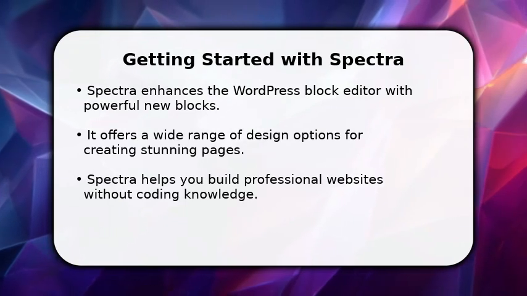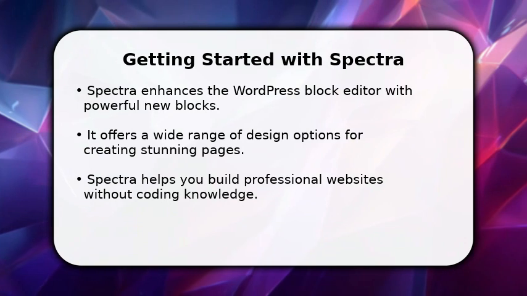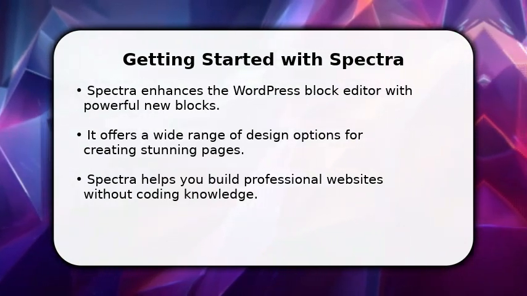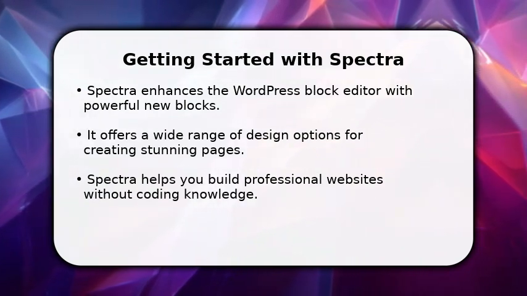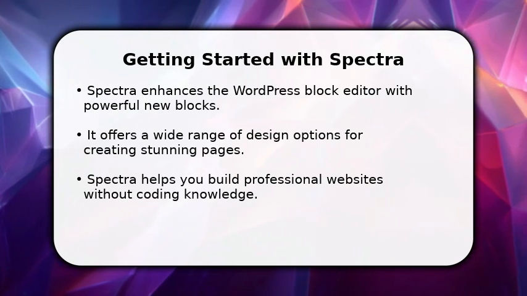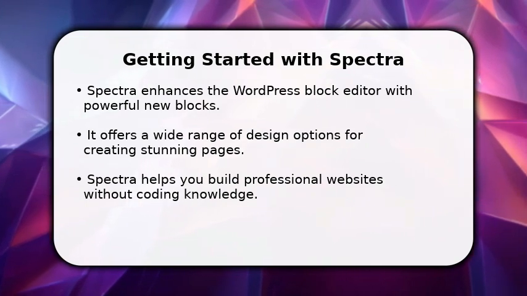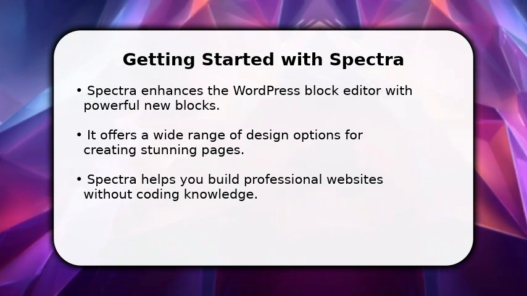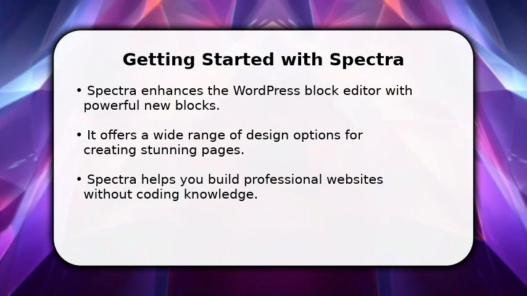Enjoy the video. In this video, I will explain how to use Spectra WordPress. Spectra is a powerful page builder that extends the capabilities of the native WordPress block editor, also known as Gutenberg. It provides over 35 unique blocks and extensions, allowing you to design beautiful and functional websites with ease. You can drag and drop elements, customize layouts, and achieve a professional look without writing a single line of code.